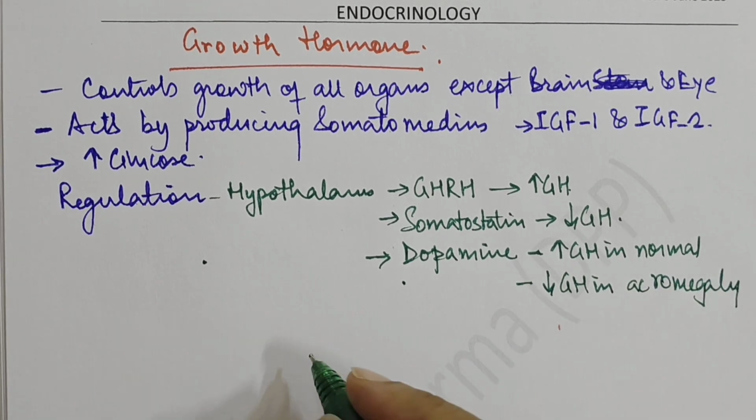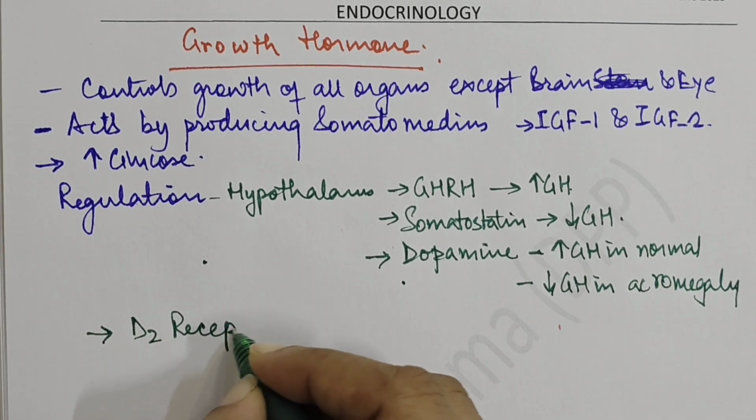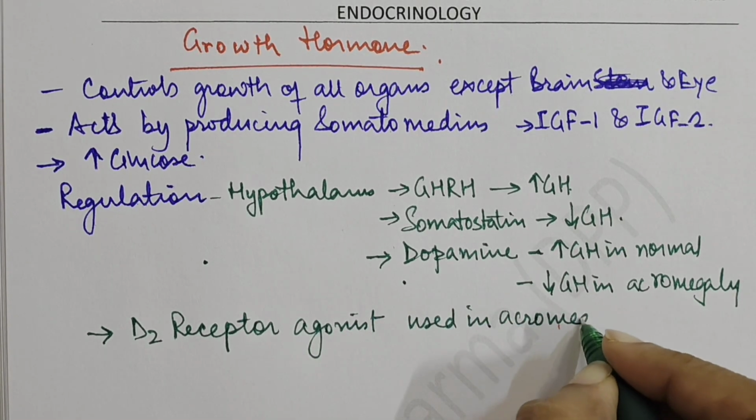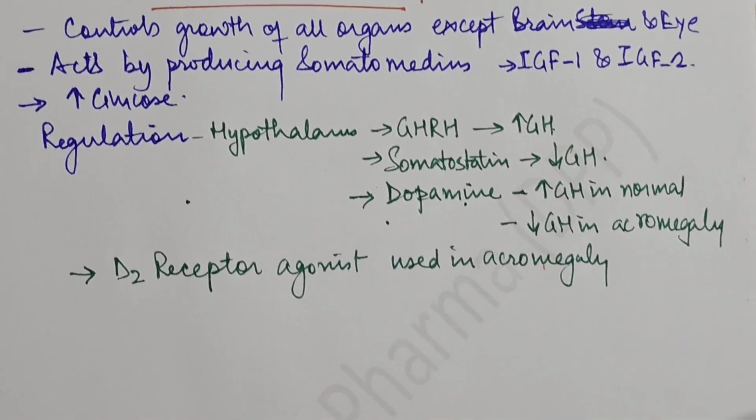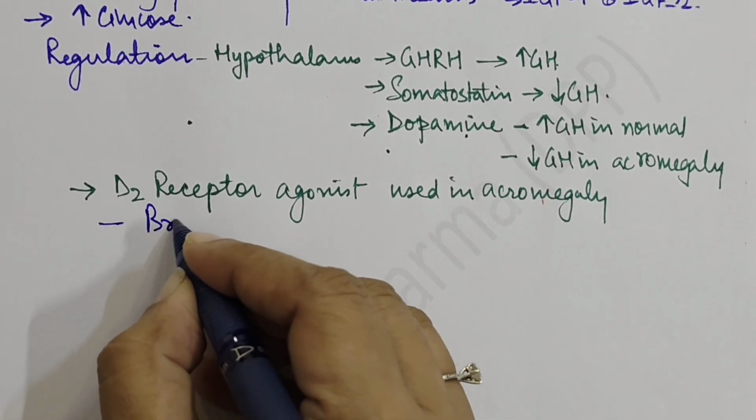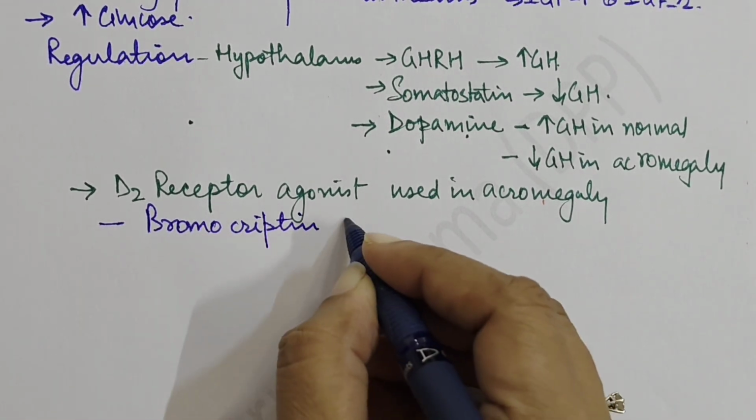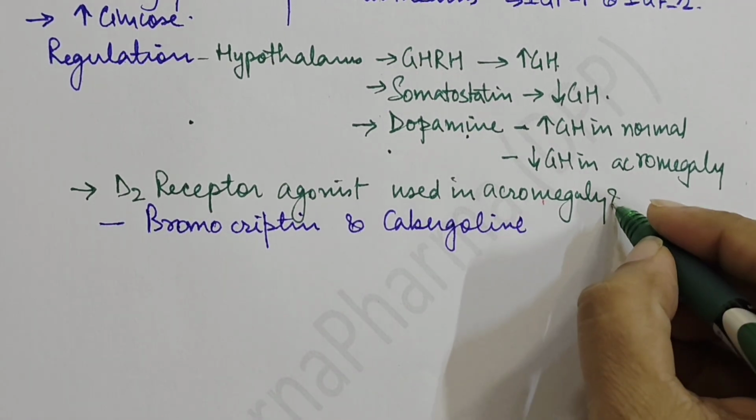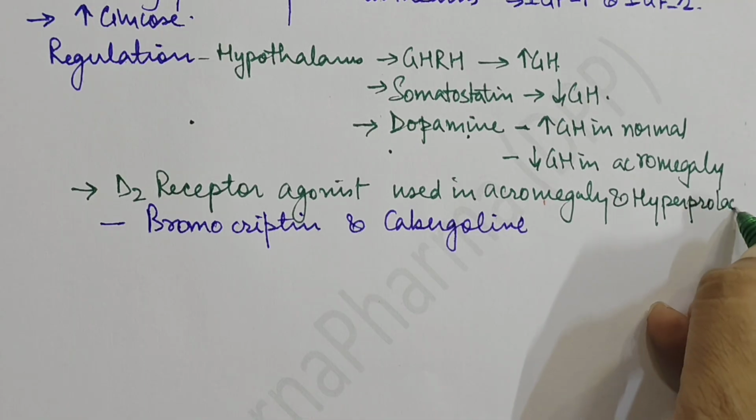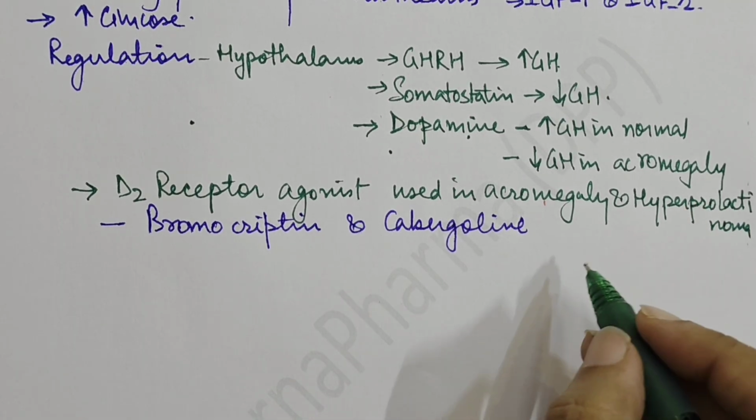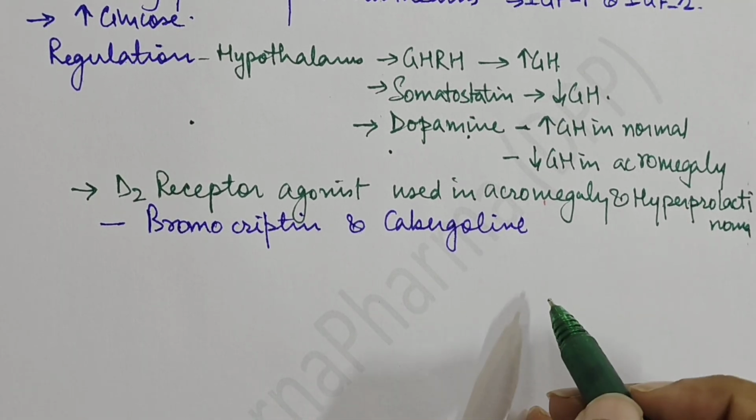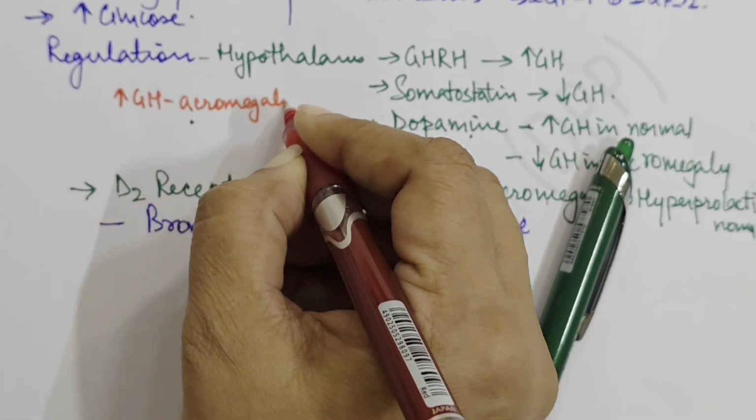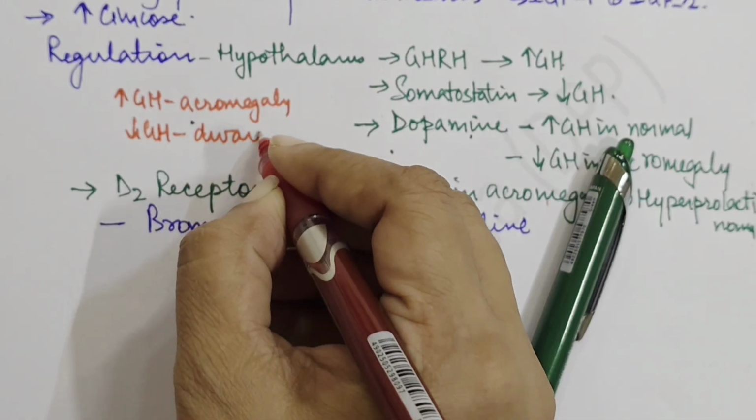Okay, so D2 receptor agonists are used in acromegaly because a dopamine D2 receptor agonist will reduce the growth hormone in acromegaly. And what are those compounds? They are bromocriptine and cabergoline, right? Used in acromegaly and also hyperprolactinemia, so any condition in which there's an increased production of prolactin. We all know that increased GH causes acromegaly, and decreased GH causes dwarfism, right?